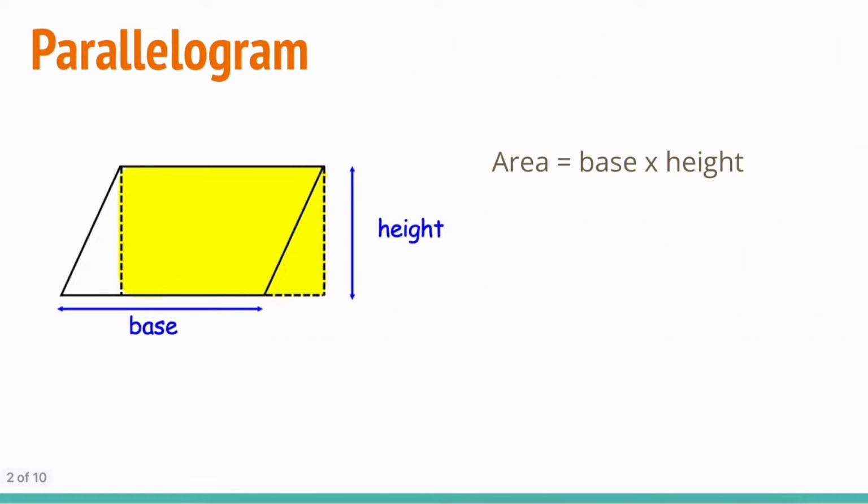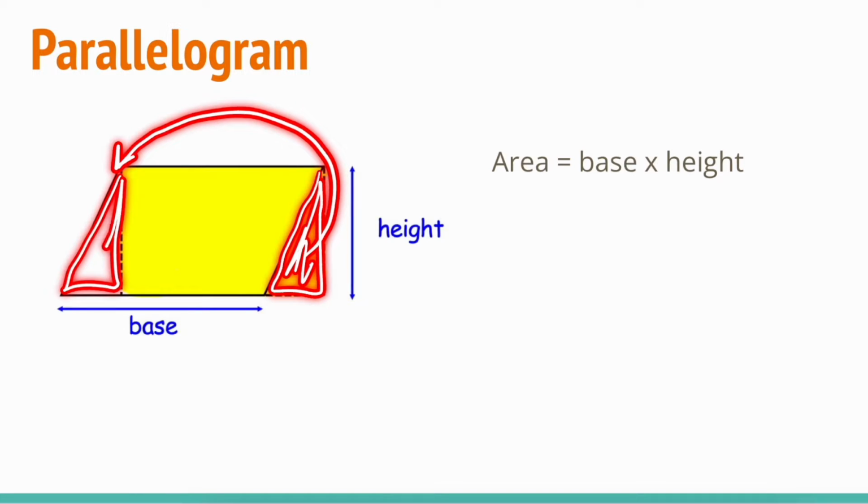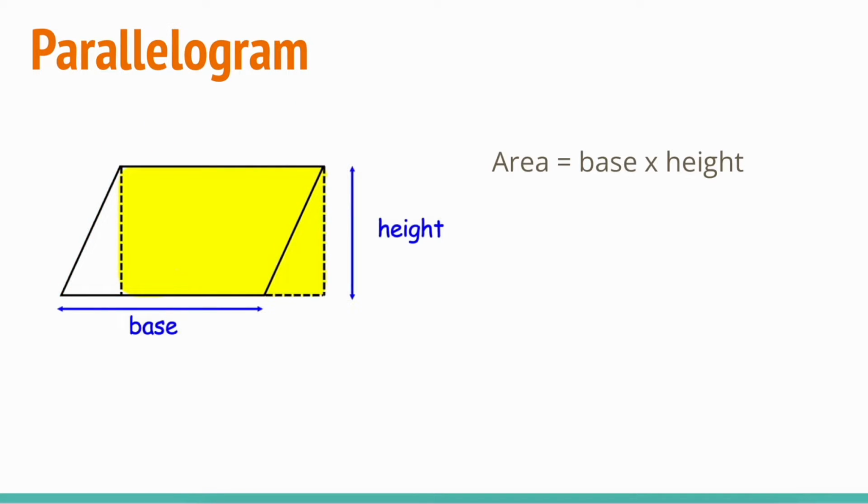So the next shape is a parallelogram, and the parallelogram is just the base times the height, so it's actually exactly the same as a rectangle, because I could cut out this extra little bit here, for example, and I could move it over to here, and that would then form my rectangle.